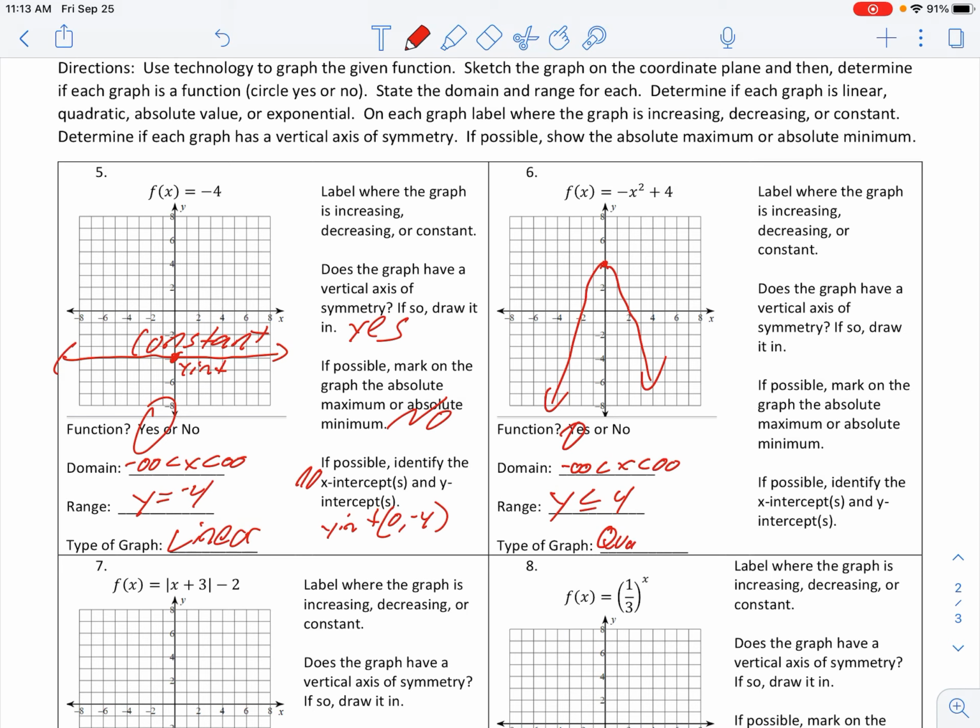It is a quadratic, we said, because of the x². It is increasing, it is decreasing. It does always have a vertical axis of symmetry right here.